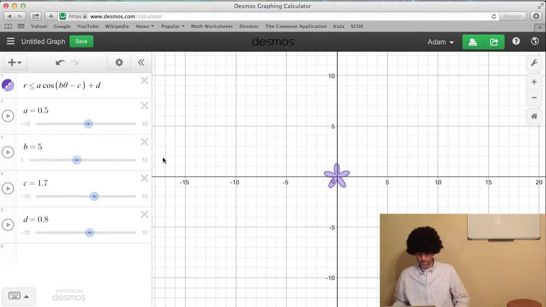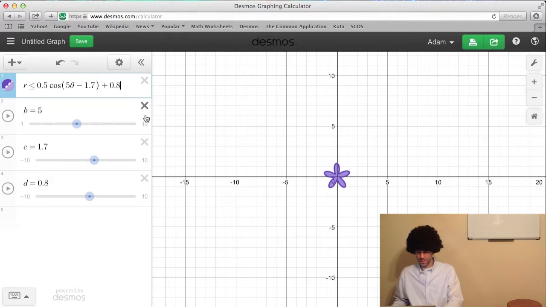Okay. I'm going to go back up in here in my formula, and I'm going to type these numbers in. So 0.5. I'm doing this just so I can unclutter my work. That's 5. That is 1.7. And D is 0.8 really quickly while I'm thinking about it.